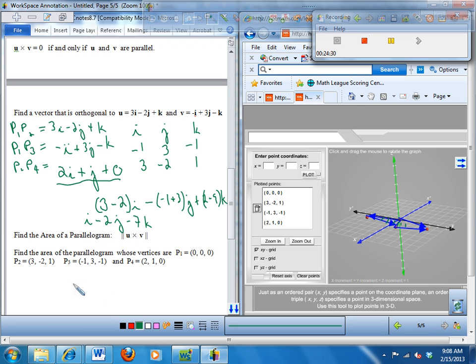when I do that, I get the magnitude of that is 1 squared plus negative 2 squared plus negative 7 squared. And when I do that, I get the square root of 1 plus 4 plus 49. Is that right? Did I do that right? I think so. Which is the square root of 54, which is whatever it is, okay? And that's the area of that parallelogram hanging out here in space.